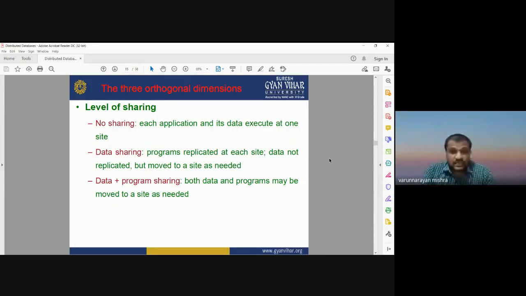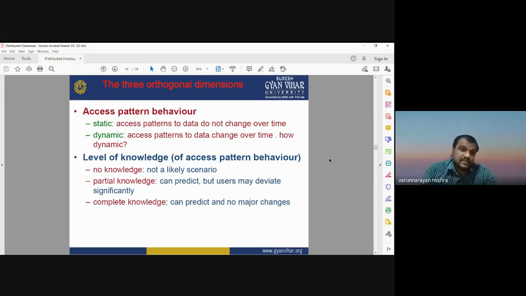Okay, so the access pattern behavior has two types, whether static or dynamic. Under static, the access pattern to the data does not change over time. That is a static database. A static database doesn't change over time, so the same data sets can be accessed by the user at any time. Okay, a dynamic database has an access pattern to the data that changes over time, and how dynamic your database is depends on your requirements. So whatever database you have and how much access you have provided to that data depends on the type of data set, whether it is a static database or a dynamic database.